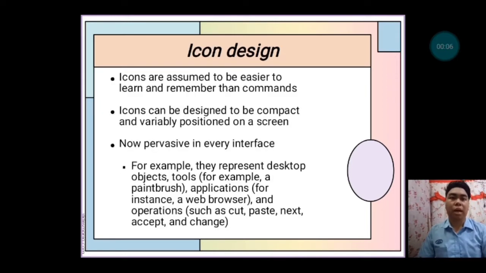Icon design. Icons are assumed to be easier to learn and remember than commands. Icons can be designed to be compact and variably positioned on a screen. Now, they are pervasive in every interface. For example, they represent desktop objects, tools, for example, a paintbrush, applications, for instance, a web browser, and operations such as cut, paste, next, accept, and change.